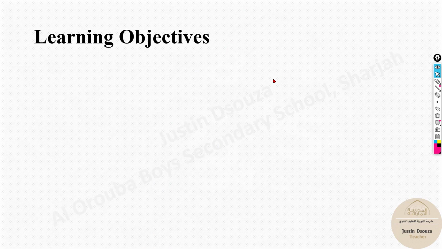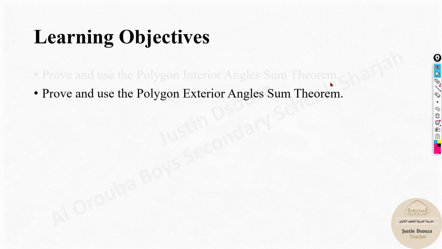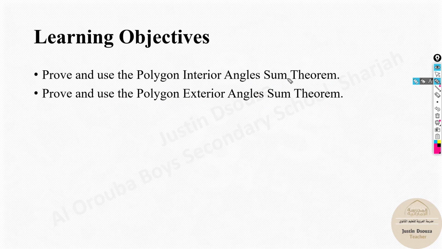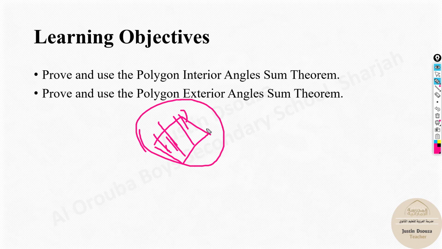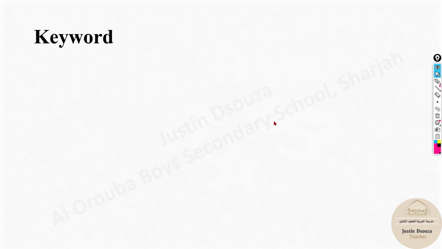The learning objectives of this lesson are to prove the use of the polygon interior angle sum theorem and to prove the use of the polygon exterior angle sum theorem. Now imagine this is a polygon. Interior is all the angles that are inside. Exterior is the angles that are outside, the outer angles. We will look into both of these objectives in this video, and the keyword is diagonal.